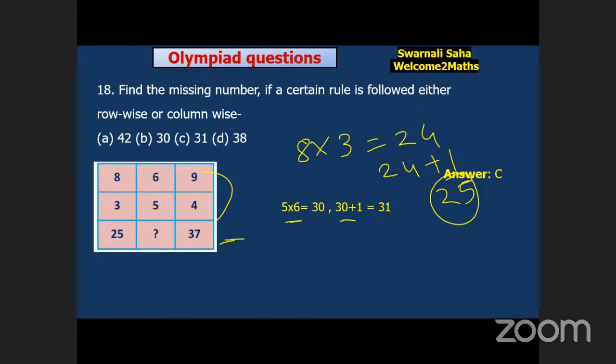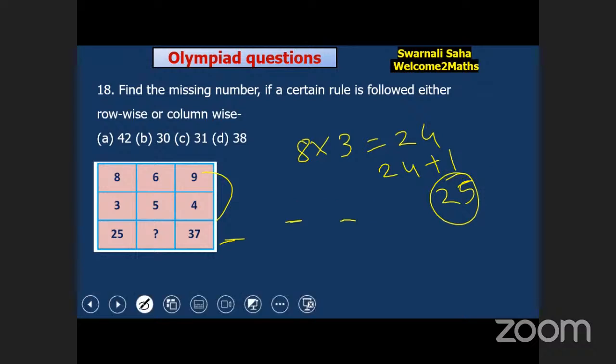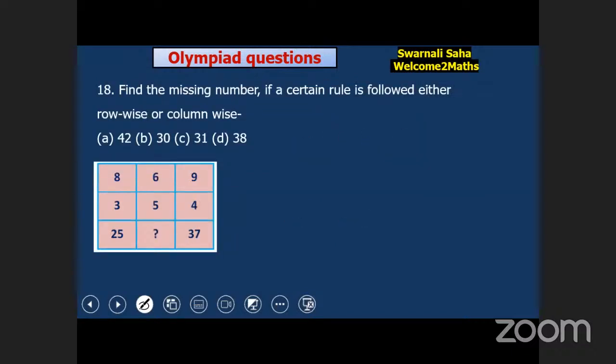Which question are you asking about? This question? Here you can see we have 25 and we have to find this, and here is 37. So obviously there is some relation. Here is 8 and 3. Whenever you multiply 8 and 3, you will get 24. But we have 25 here. So how to get 25? For that, we have to add 1. 24 plus 1 is 25.